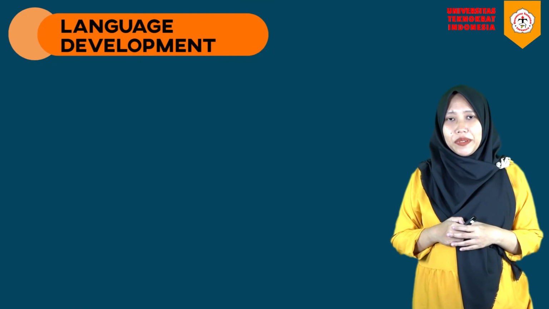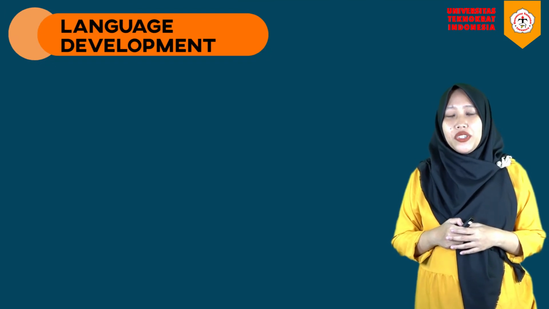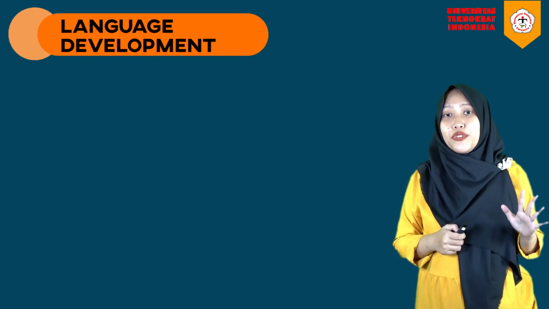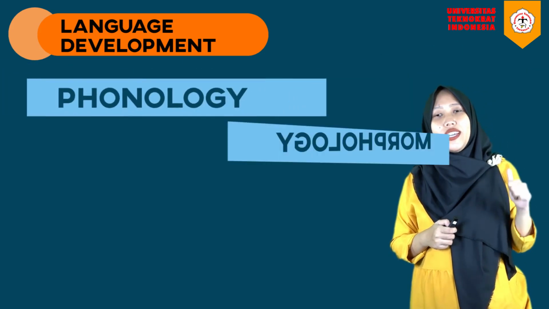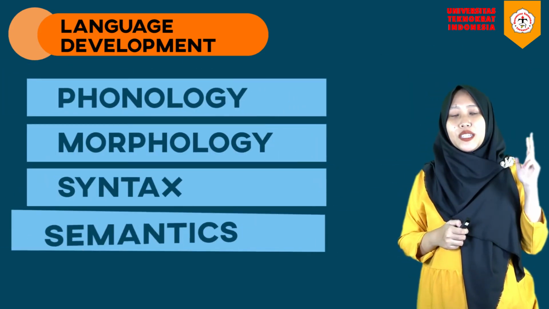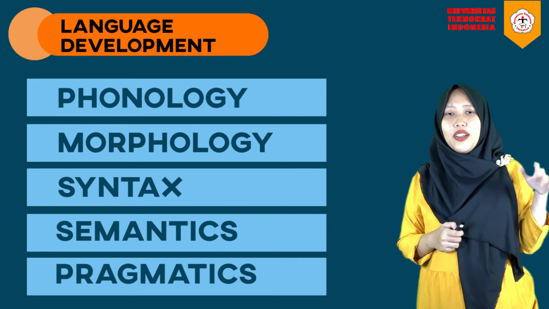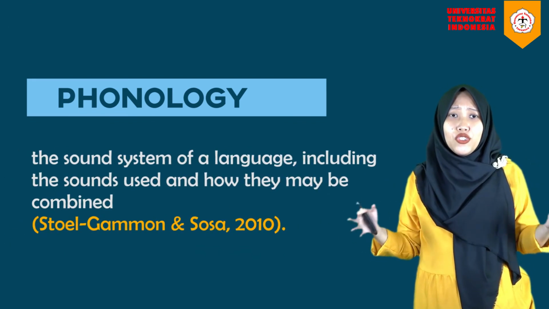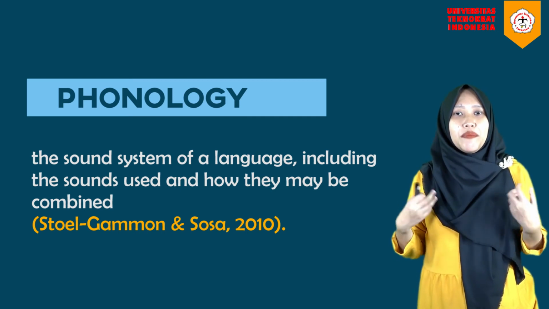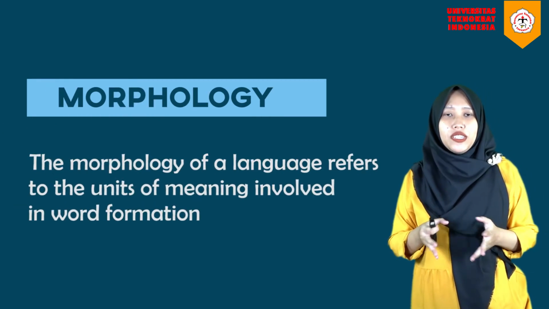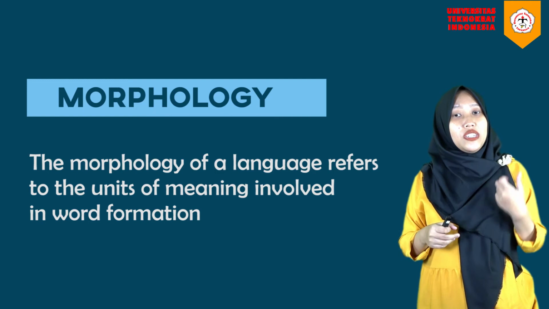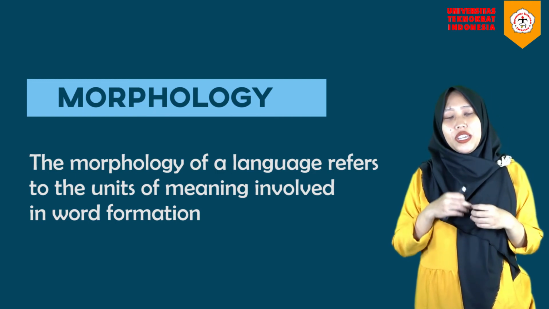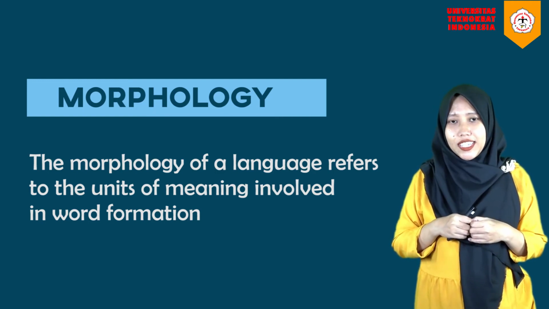Language development. Language involves 5 systems of rules, namely phonology, morphology, syntax, semantics, and pragmatics. Phonology is the sound system of language, including the sounds used and how they may combine. The morphology of a language refers to the units of meaning involved in word formation.